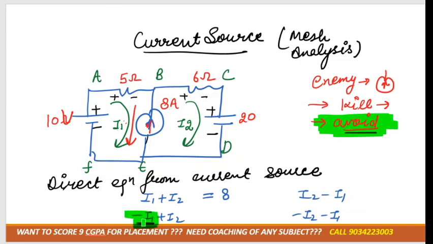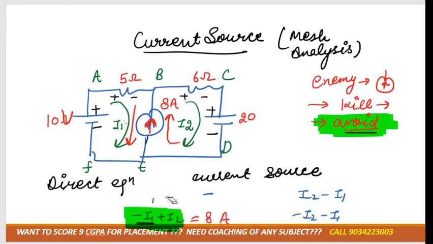Now see, I2 is moving down to up, and similarly the 8 ampere is also moving down to up. So both are moving in the same direction, and same direction means positive. So the correct equation is minus I1 plus I2, and that would be equal to 8 ampere. Got it? First I'll tell you all the equations, and you can do it later also. This is our first equation.